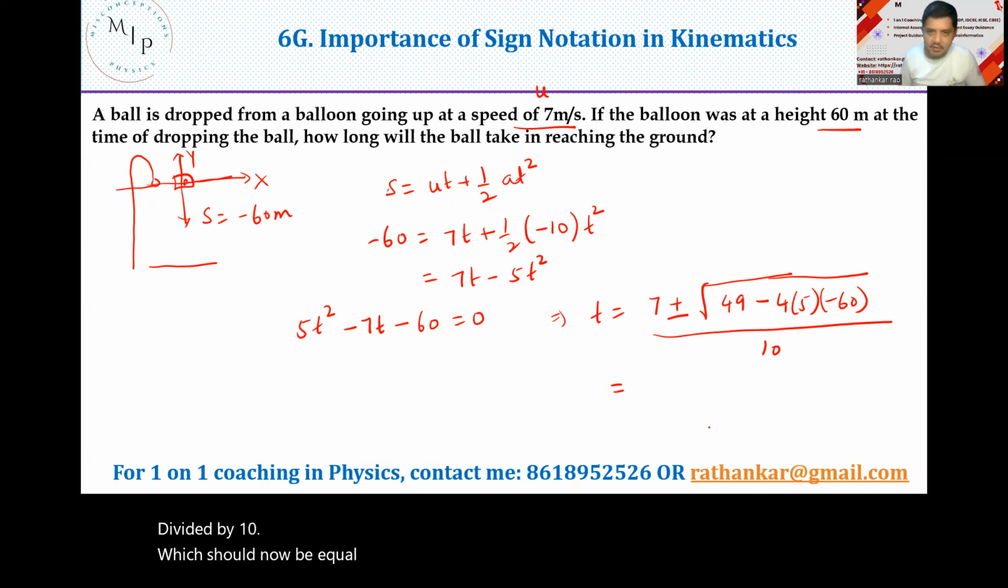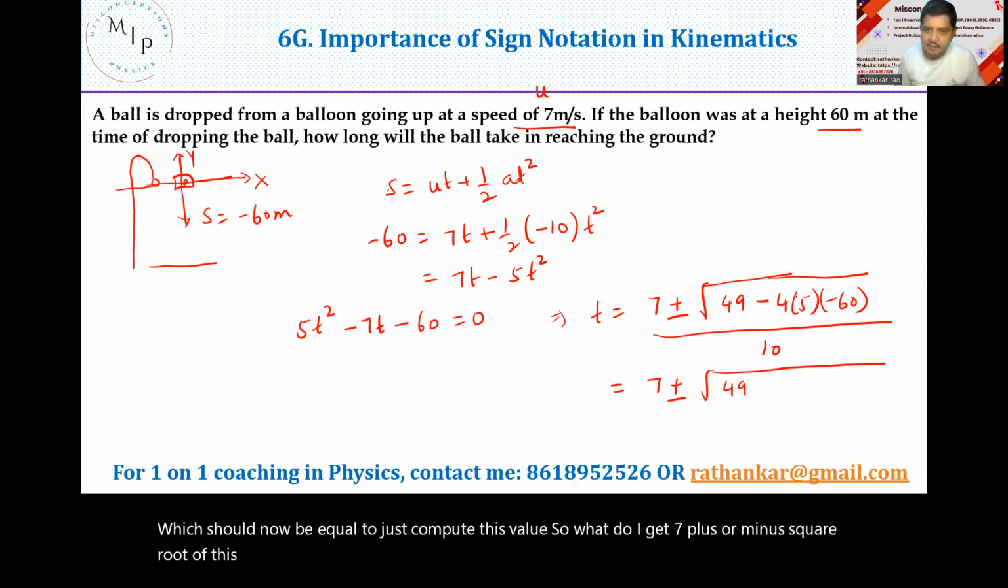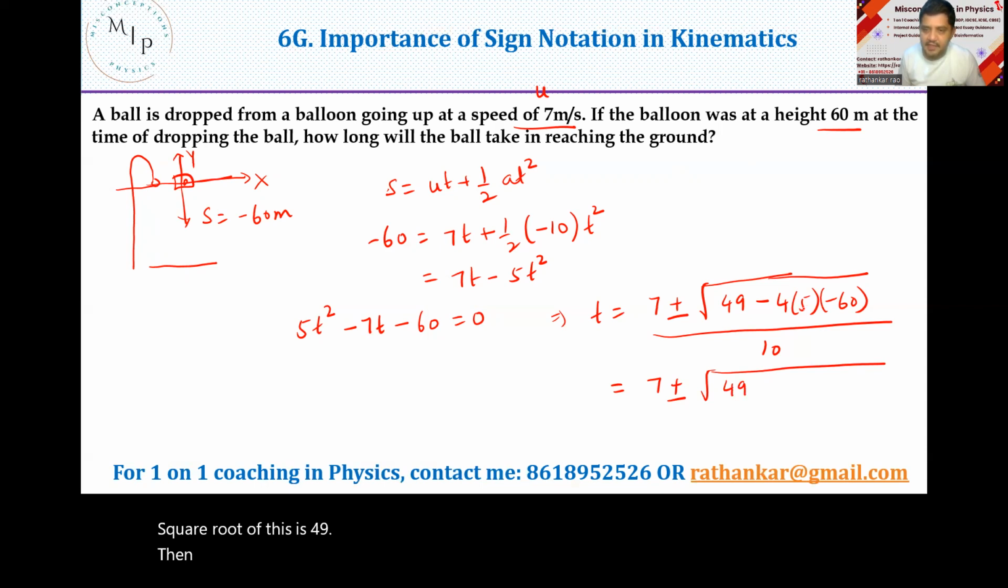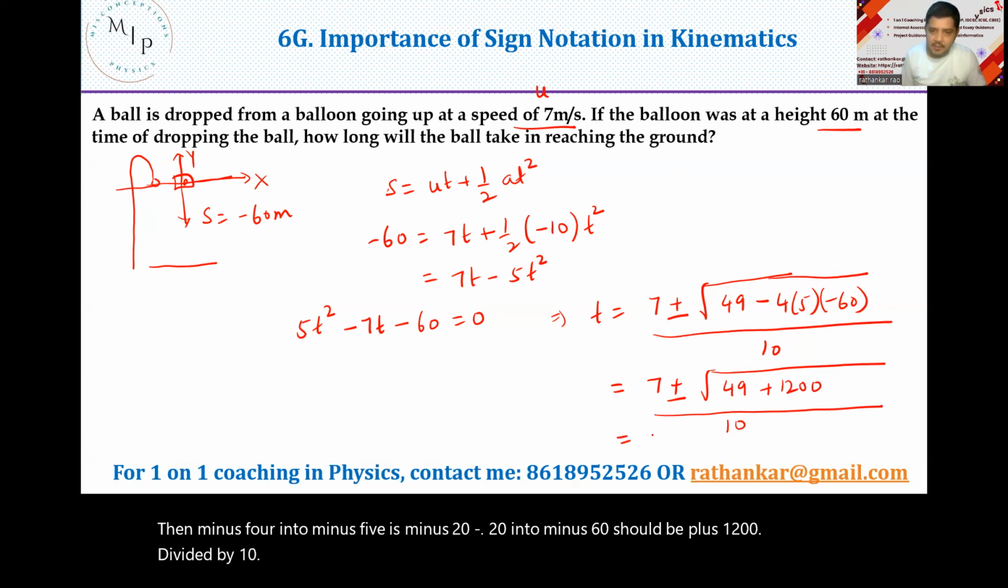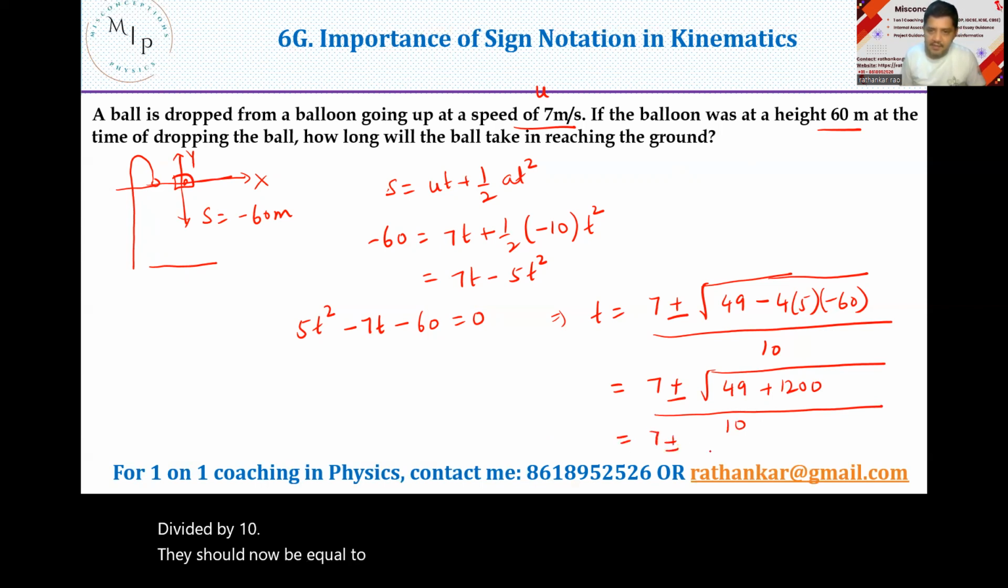Let's compute this value. So what do I get? 7 plus or minus square root of, this is 49. Then minus 4 into 5 is minus 20. Minus 20 into minus 60 should be plus 1200, divided by 10. This should now be equal to 7 plus or minus square root of 1249 divided by 10.